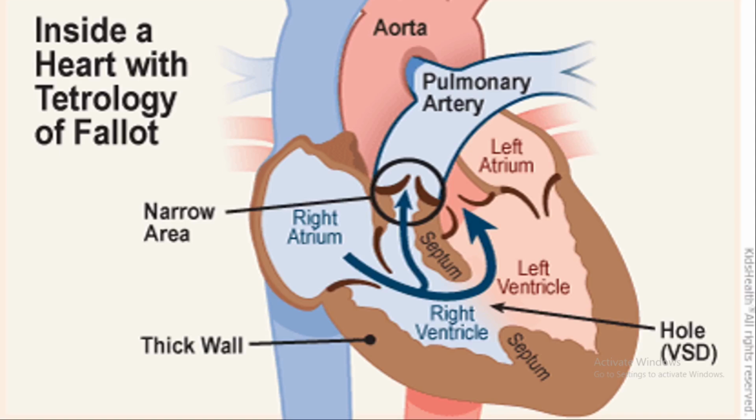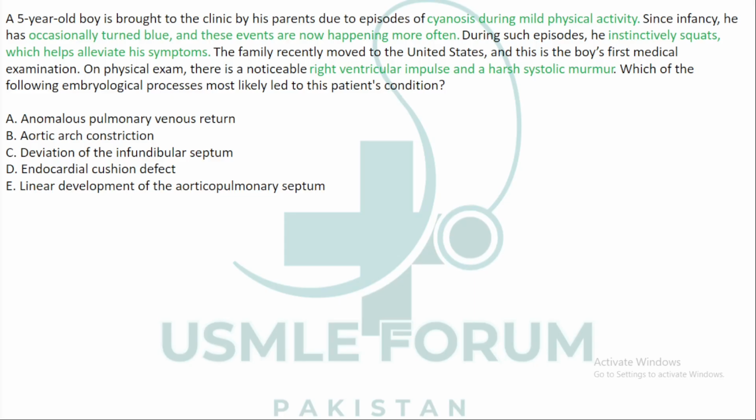Okay, that's perfect. So why are the other options wrong here? First of all, if you're talking about option A, anomalous pulmonary venous return.